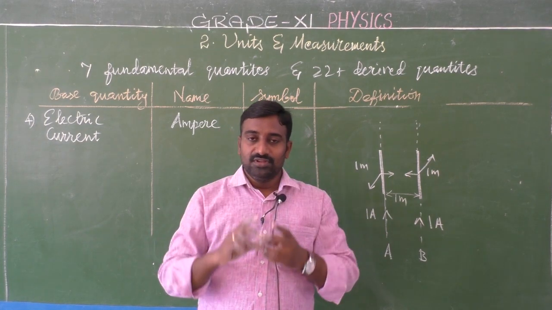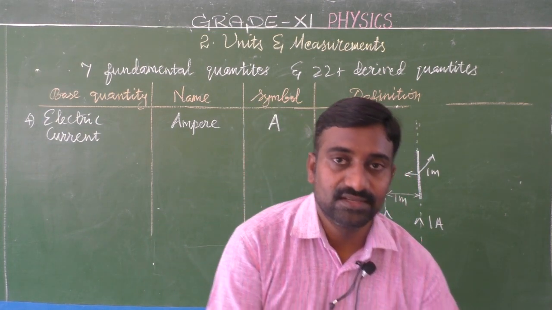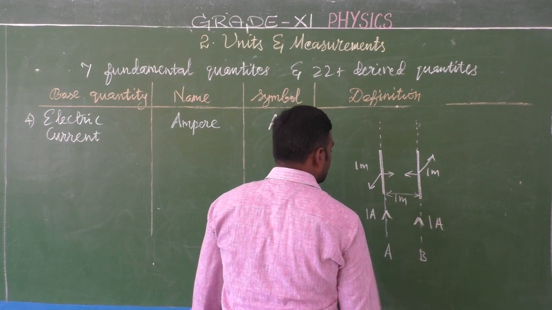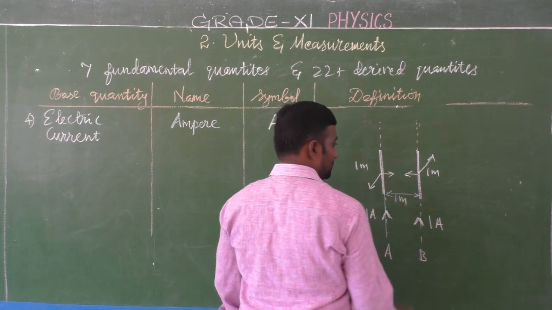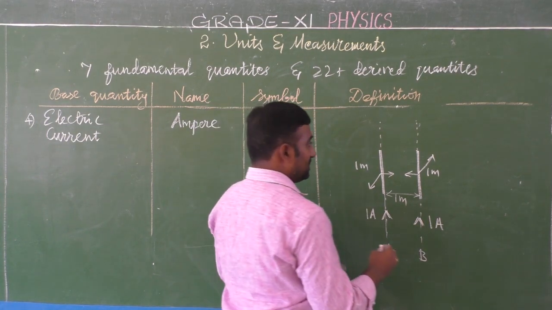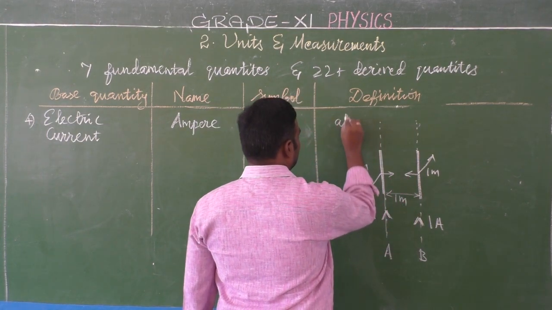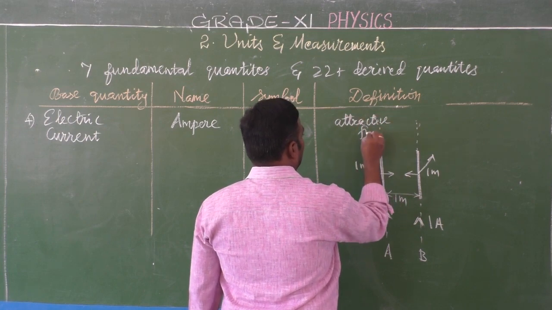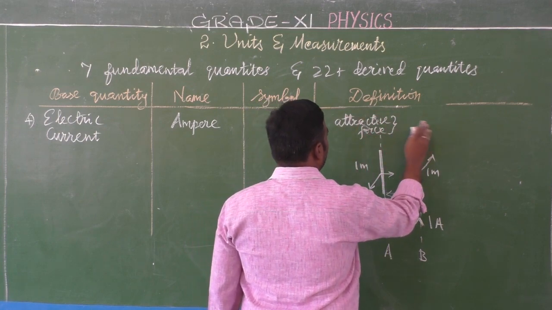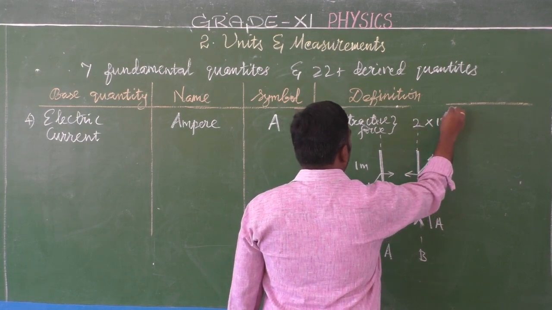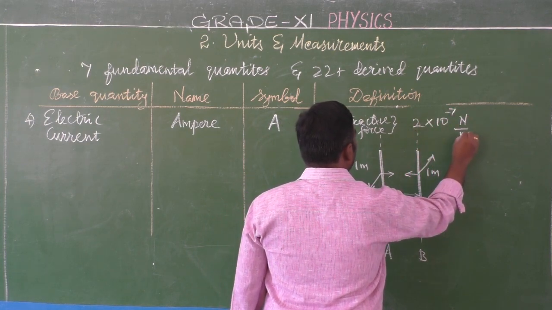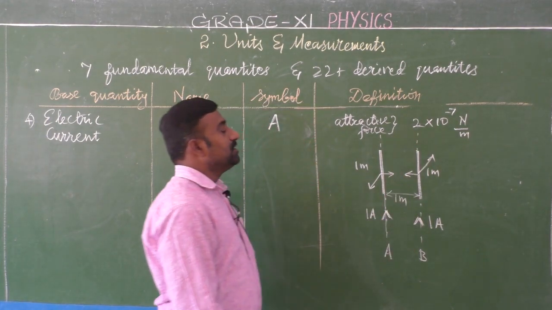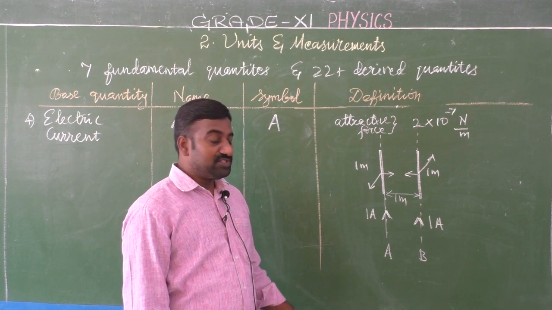Current flows in both. So it's a parallel current, not anti-parallel current. It carries 1 ampere of current. Then it experiences a force. Parallel conductors attract. So the attractive force between the two conductors is 2 into 10 to the power minus 7 Newton per meter. For 1 meter length, the force we experience is 2 into 10 to the power minus 7 Newton.